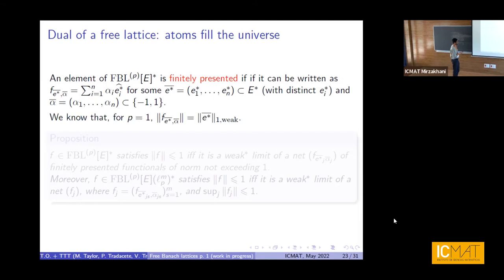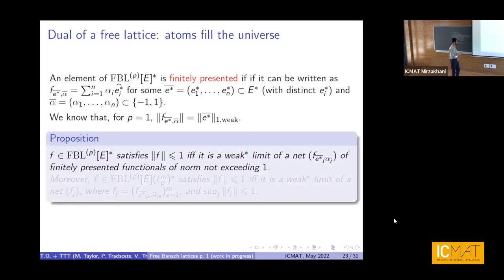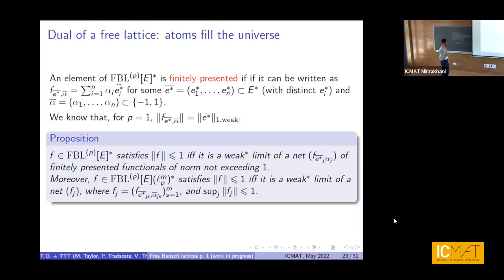And in this situation, as I have just explained on the board, the norm of such a finitely presented operator is just the one-week norm of this n-tuple of a_i stars. And it turns out that those finitely presented operators are weak star dense in the dual of the free Banach lattice. And actually, if you work with the unit ball, they will also be weak star dense in the unit ball. And the same will actually be true for vector valued Banach lattices. And as I said, this is most interesting when p is equal to one.